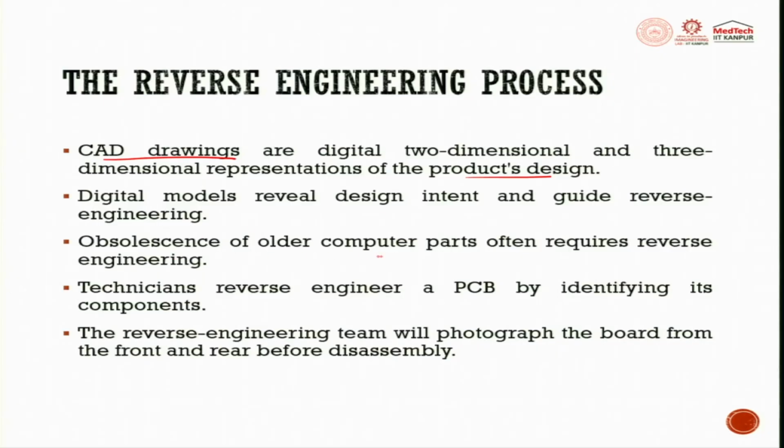Obsolescence of old computer parts often requires reverse engineering. Old computer parts sometimes are to be reverse engineered to understand what the components are, and because these are obsolete, out of date, they are to be updated. So to understand them, reverse engineering is required. Technicians reverse engineer a printed circuit board by identifying its components. The reverse engineering team will photograph the board from the front and rear before disassembly. This is regarding PCB only.